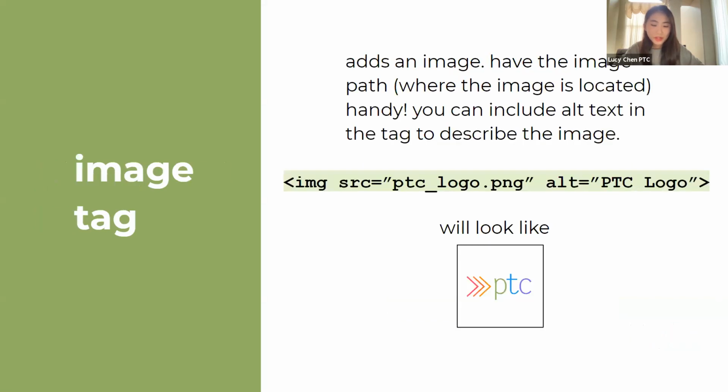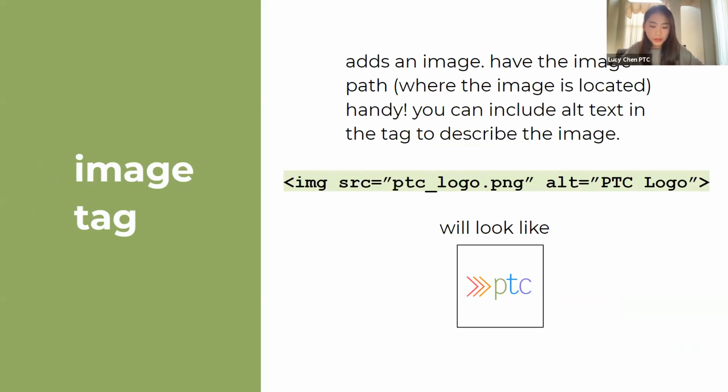And then lastly, we have the image tag, which is used if you want to add an image to your website. The image tag does not need a closing tag. The best way to put an image on your website is to download the image and then place it in the directory of your page.